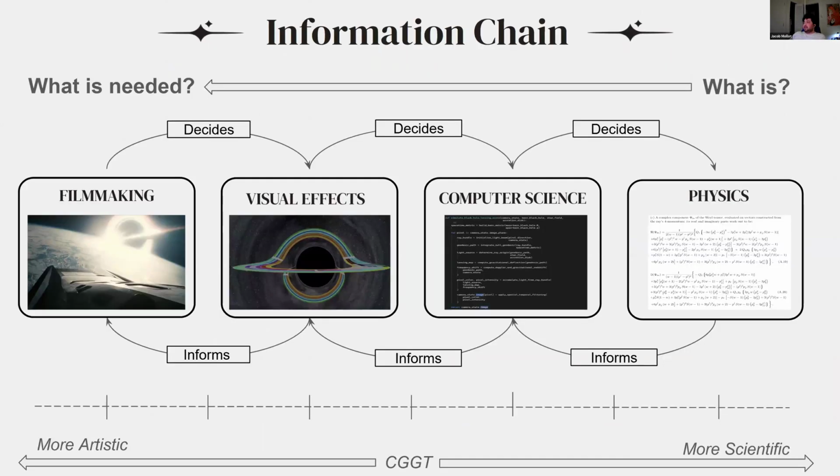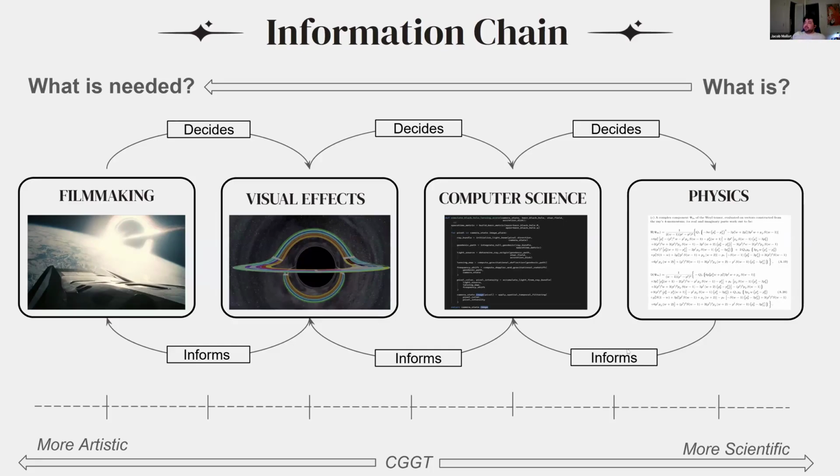So let's call this the information chain model. What this is representing is a linear line where on the right side we have things that are more scientific, more technical, physics. And then on the left side, we have things that are artistic and expressive and creative and rely on these other things.